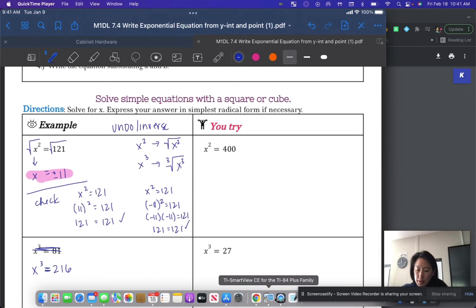All right, you try the next one. I would square root both sides. That leaves me with x on the left, and on the right I get plus or minus 20.